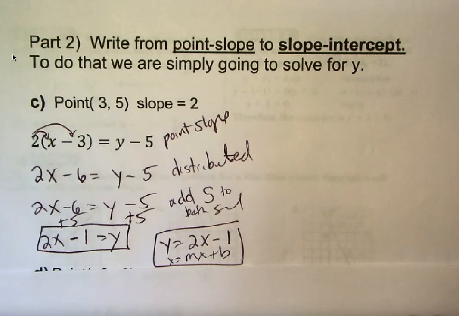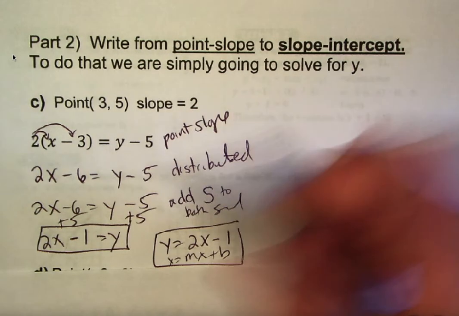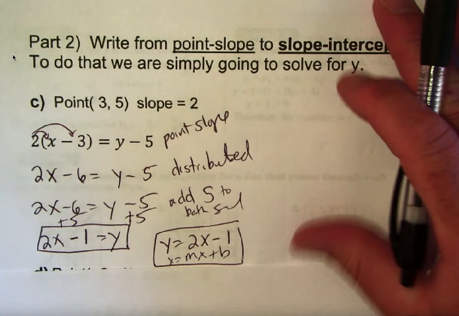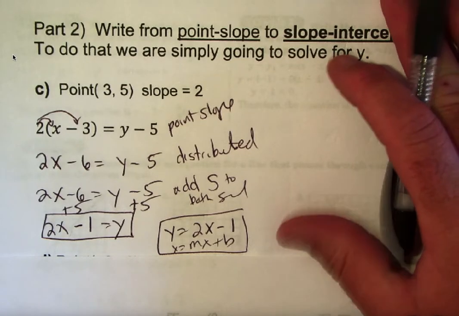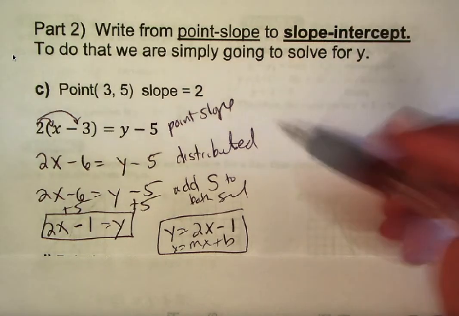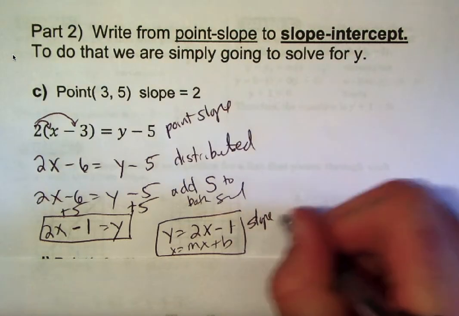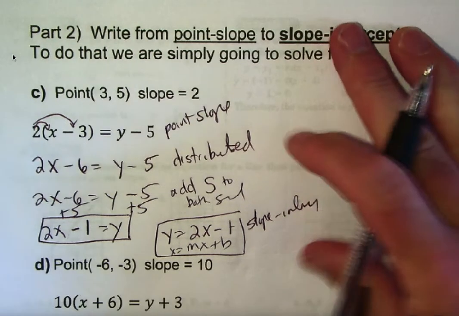That's pretty easy, Mr. Moran. Well, I hope. You know, we've been practicing distributing. We've been solving equations. We're just going to use what we did in Chapter 1, Chapter 2, to turn from point slope into slope intercept. All right.